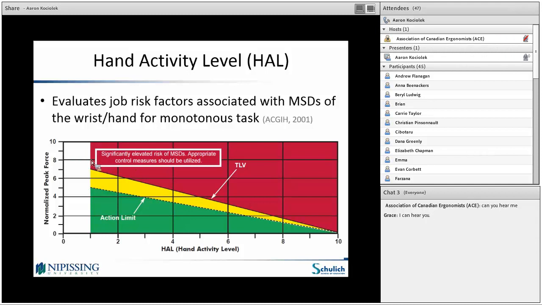One thing that I will point out with this tool is that it put a greater emphasis on the wrist and hand. So it was really focused on monotonous, highly repetitive tasks for the wrist and hand, and not the entire distal upper limbs. A little bit more specific yet.